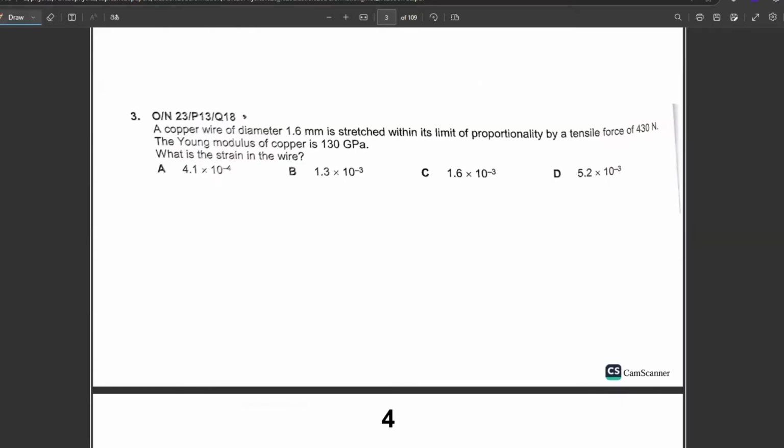A copper wire has a diameter of 1.6 millimeters. It is stretched within its limit of proportionality by a tensile force of 430 newtons. The Young's modulus is this. We have to calculate the strain in the wire.